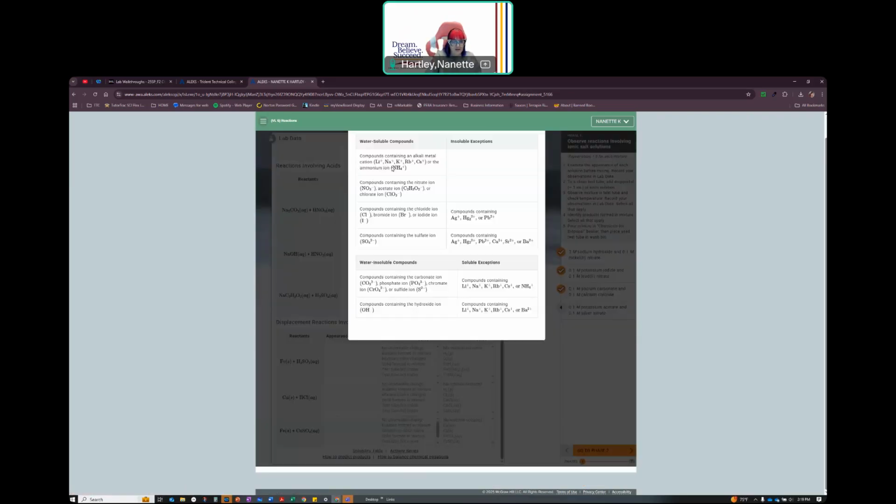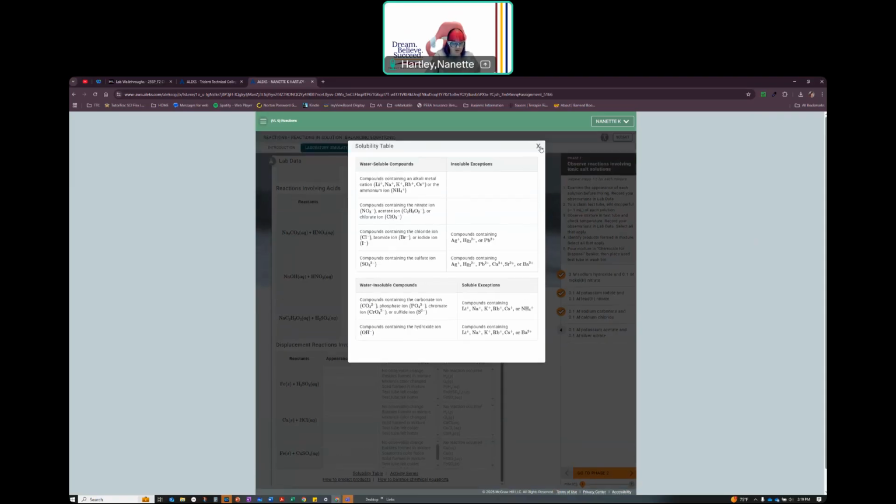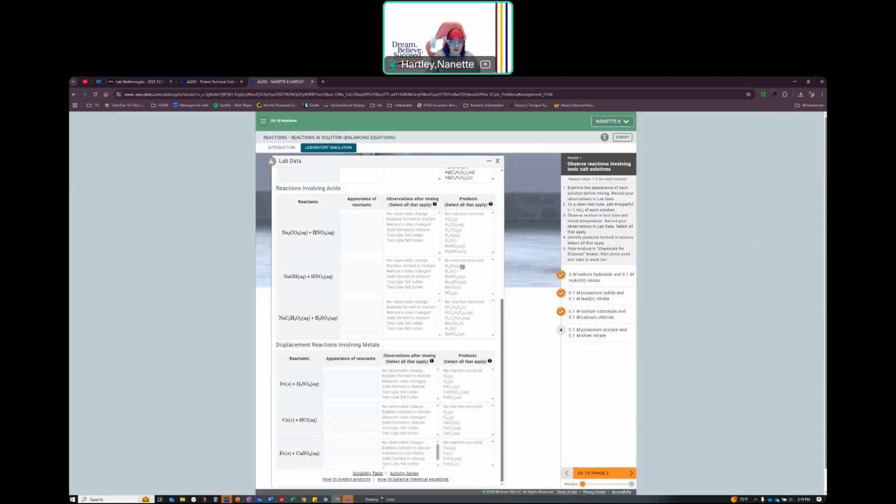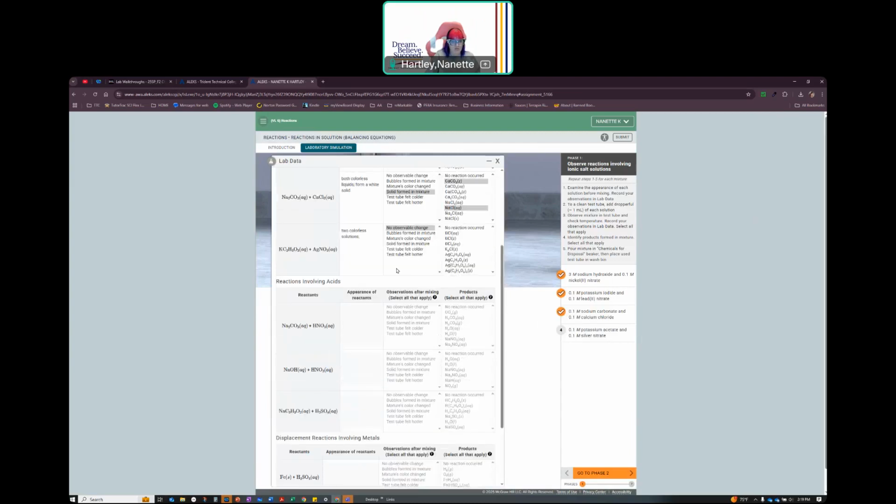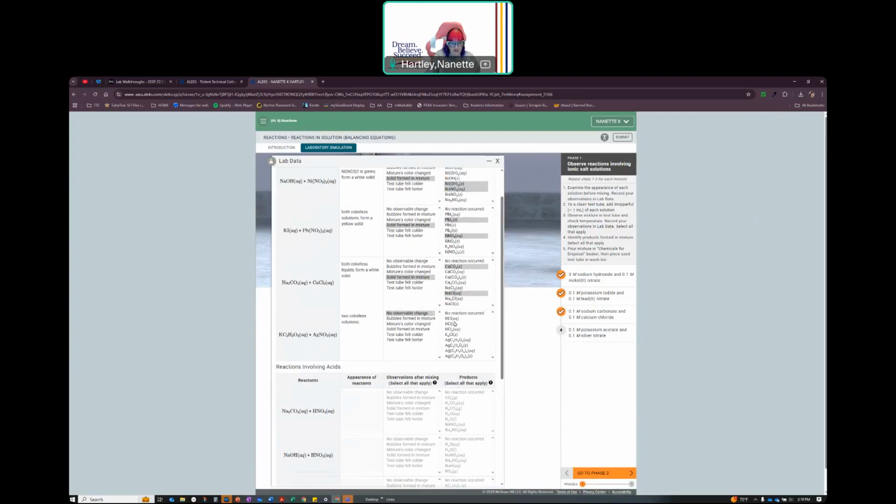So I know my K and my NO3 are soluble, and then I have the Ag and the C2H3O2. Now C2H3O2 is right here. That's soluble as well, and Ag is not listed as an exception to that. So I have no solid that I would expect to form, no observable change.